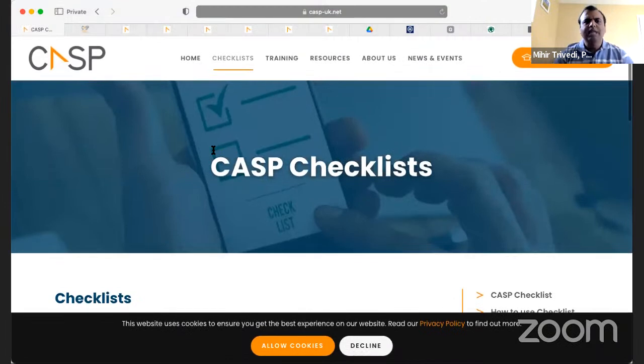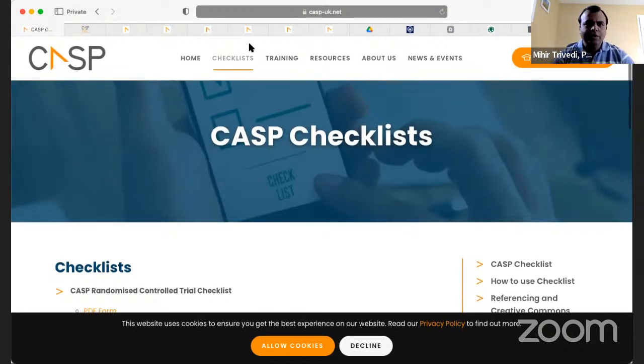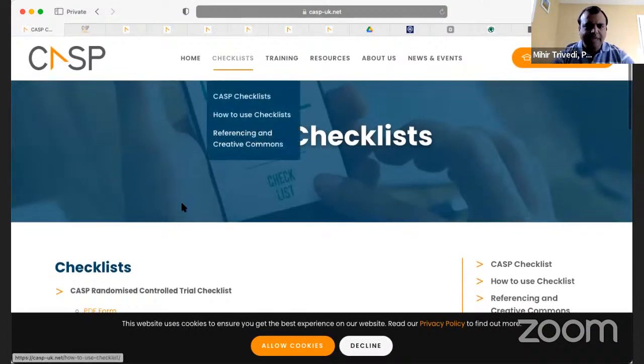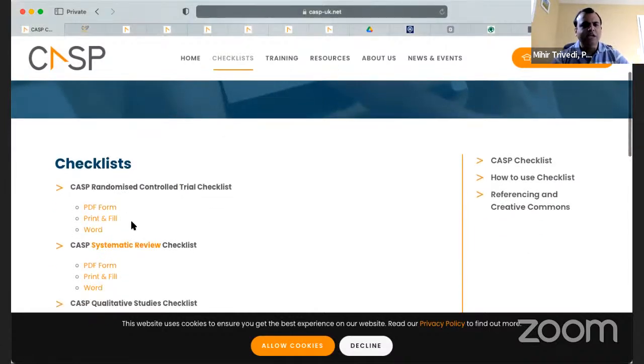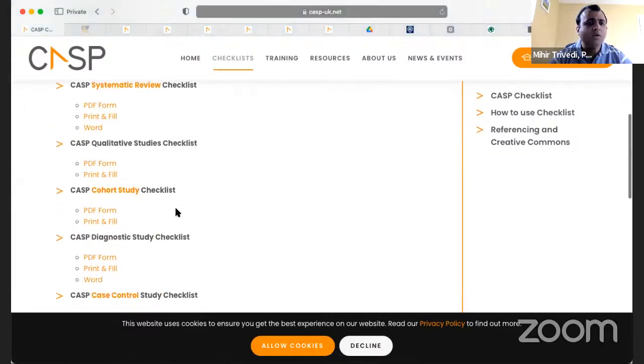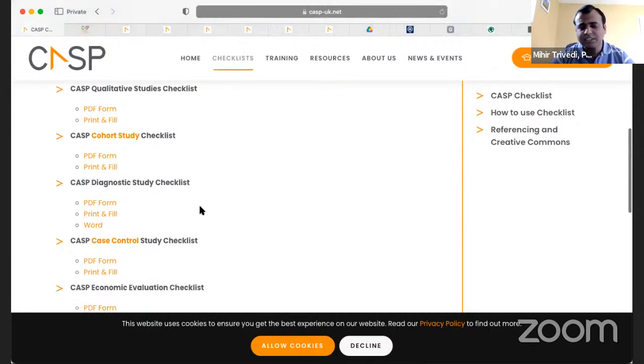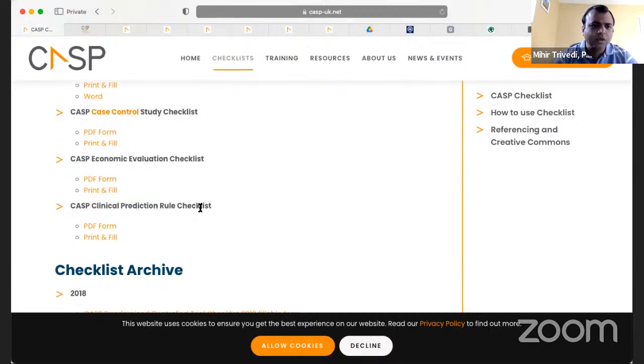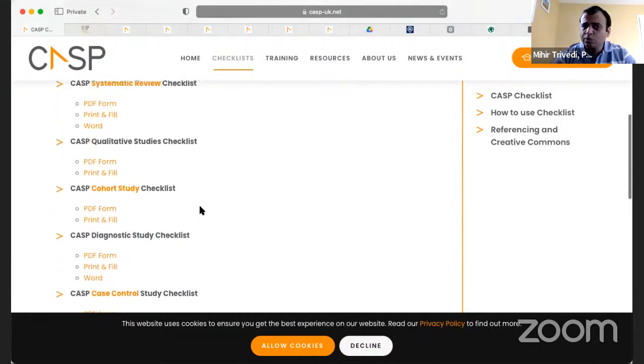So CASP, basically the web page looks like this. When you go into the checklist tab, there are several study designs they have done the checklist on. As you can see, CASP randomized control trial checklist, systematic review checklist, qualitative study checklist, cohort studies checklist, diagnostic study checklist, case control. So we're going to go through a few of them.